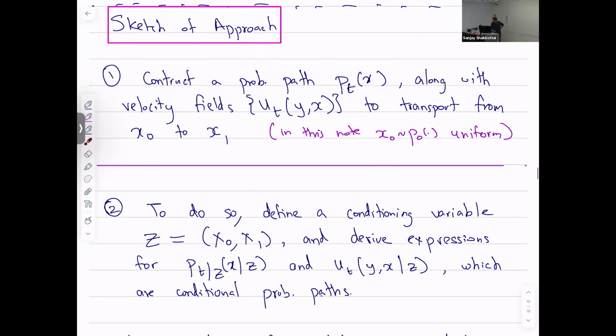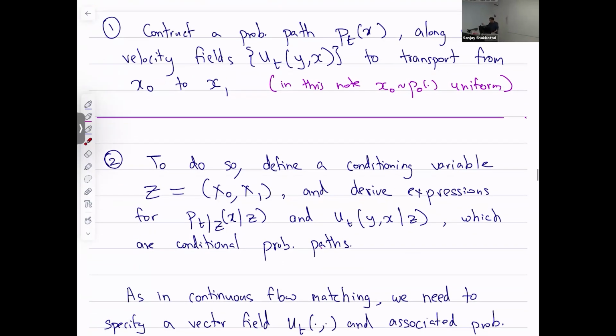Okay, so how would you do this? First, you construct a probability path pt(x) along with a velocity field ut(y,x). Here the velocity field is parameterized by two things. Previously it was just a vector. Here ut(y,x) is a scalar. It's telling the velocity from x to y. So that's why there are always two parameters: two points, a beginning and an end point, because this is a discrete state space. Unlike in the continuous case where I could deal with gradients and all that automatically, here I need to talk about from here to there.